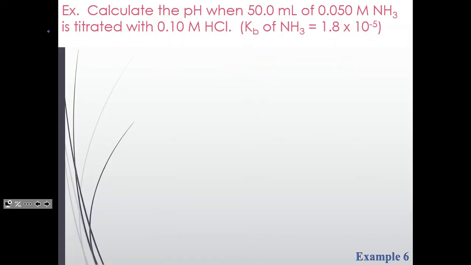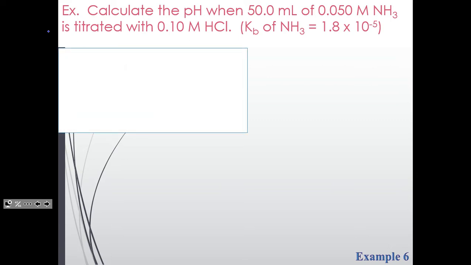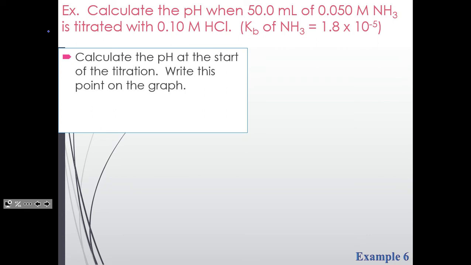Okay, let's go ahead and move on. We're going to plot our points. The first plot that we're looking for is going to be the point where we start our titration, and we're looking for the pH. We're going to have 50 milliliters of a 0.050 molar ammonia solution, and we're going to titrate it with a strong acid, 0.10 molar HCl.